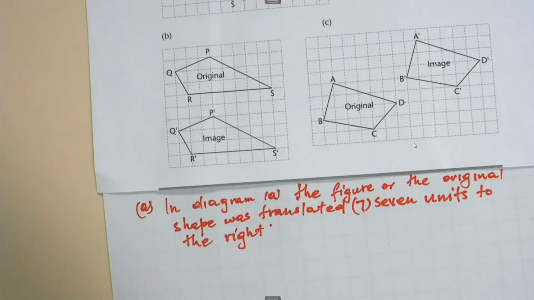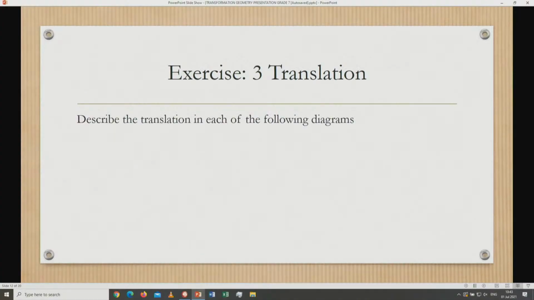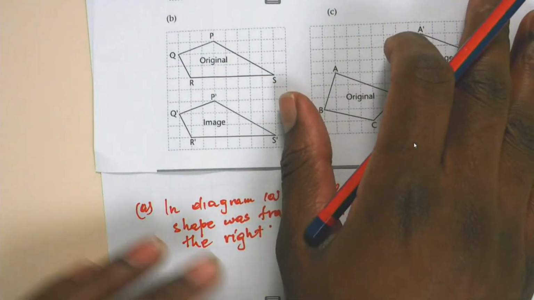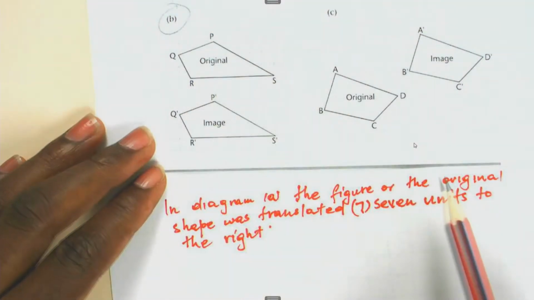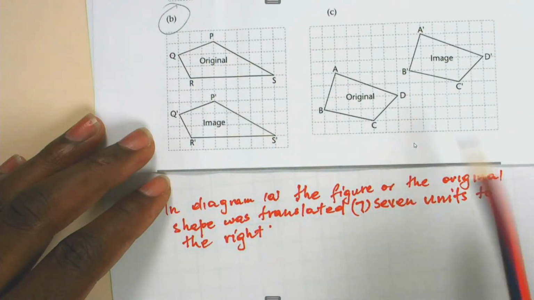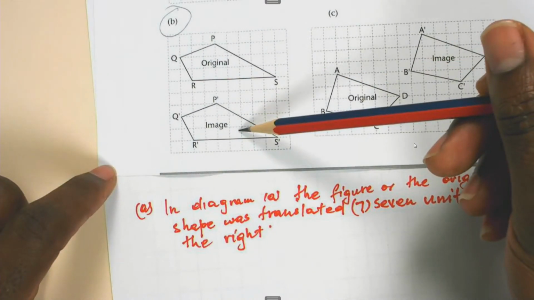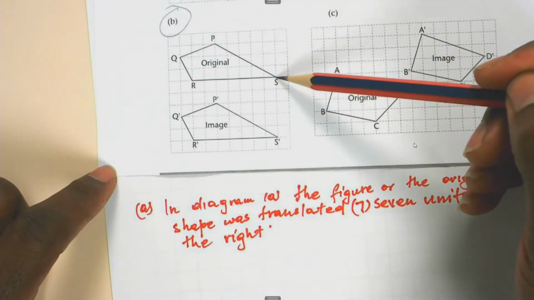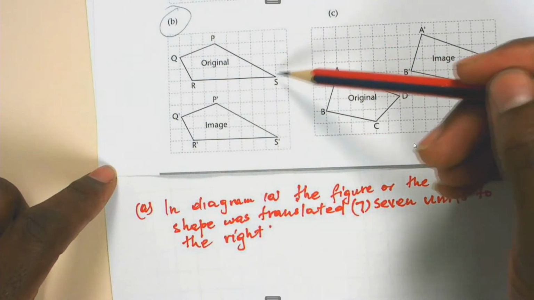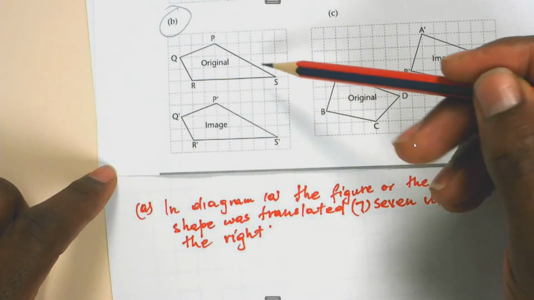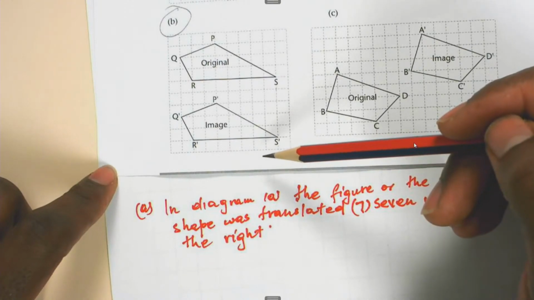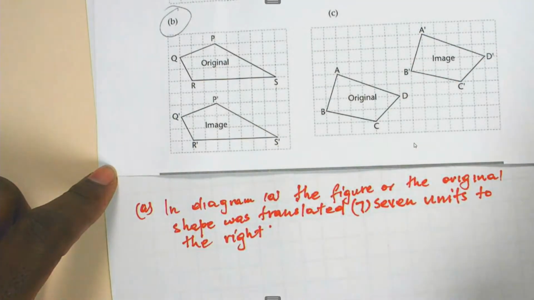Now, let us see. The answer for the first one, we say the figure is translated 7 units to the right. Now let us look at the second one, which is number B. Let us observe the translation that took place there, guys. We can see here we've got an original shape, and then here we've got an image. Now let us see from point S to S prime, how many units did it move? It moved, but we can see there, guys, it moved down as opposed to the first one. The first one, it moved to the right, and then this one, it moved downwards.